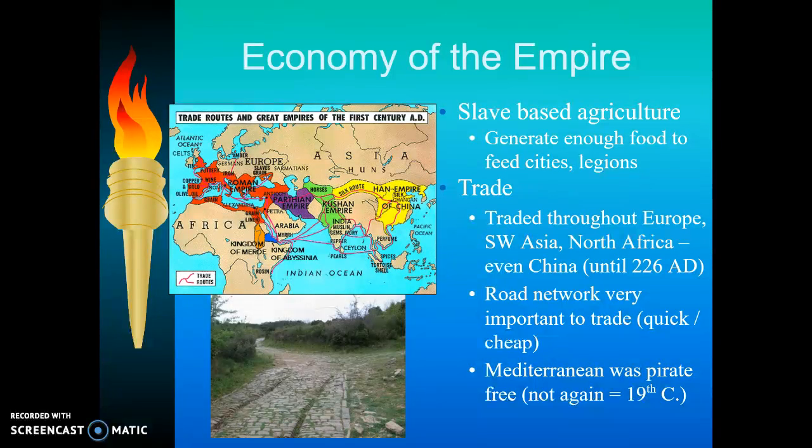Trade occurred throughout Europe, of course, Southwest Asia, North Africa. There's even some suggestion, as the map indicates, of trade between China and the Roman Empire indirectly through the Parthian Empire and Kushan empires. A road network, of course, was very important to trade.